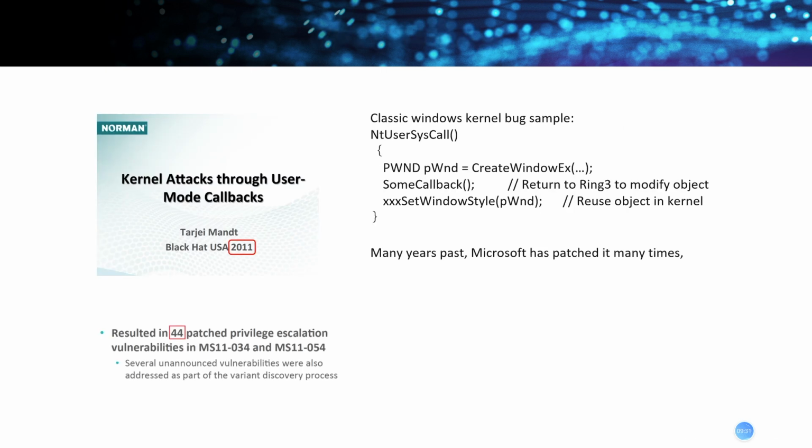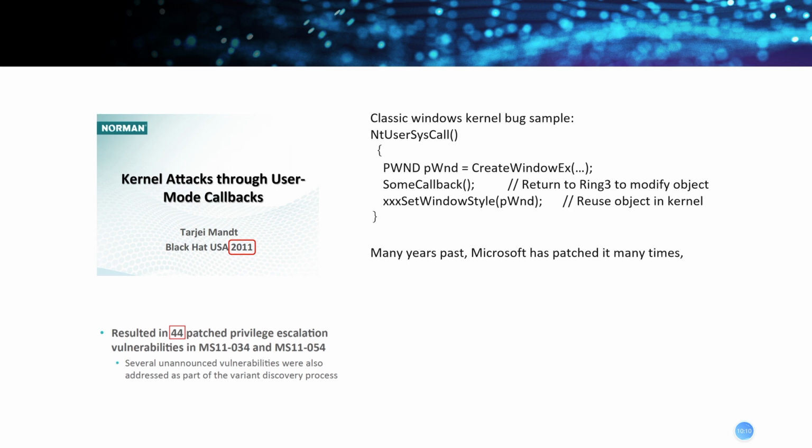As you know, the kernel attacks through the user mode callbacks. It's a very good presentation. The user mode callback was first discussed in public 9 years ago. We just reviewed Win32K user mode callback vulnerabilities.